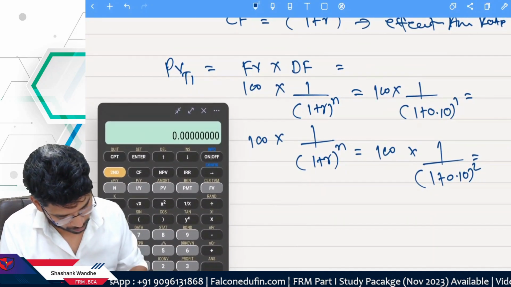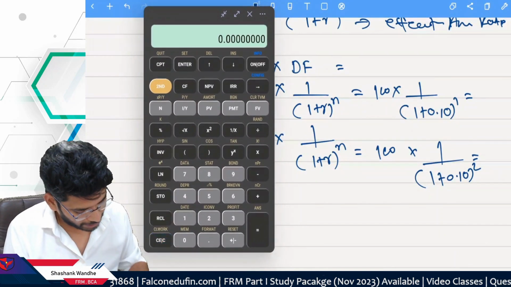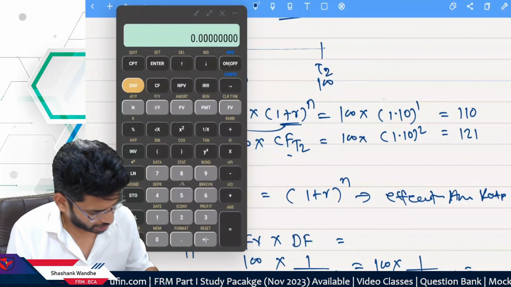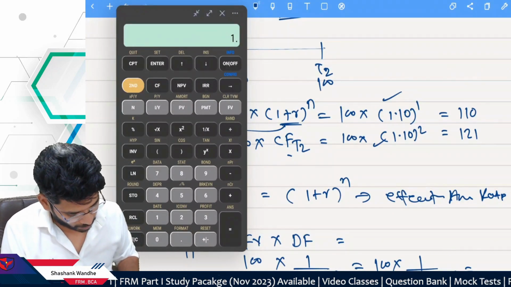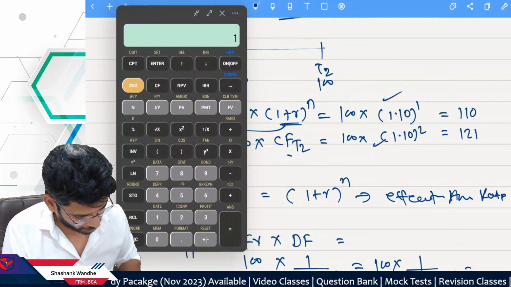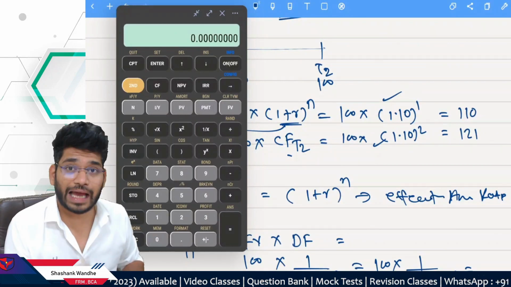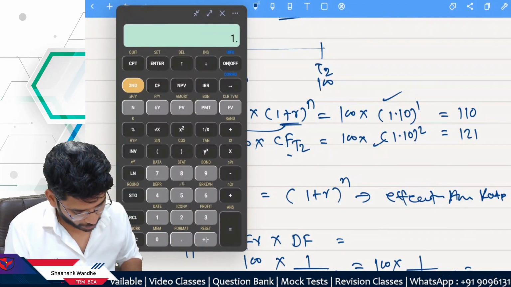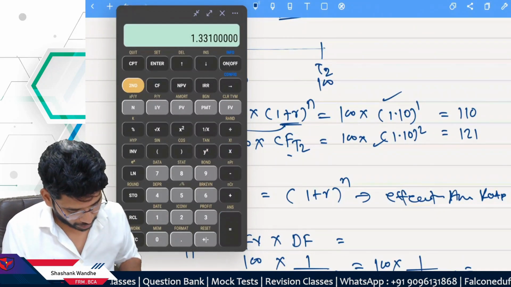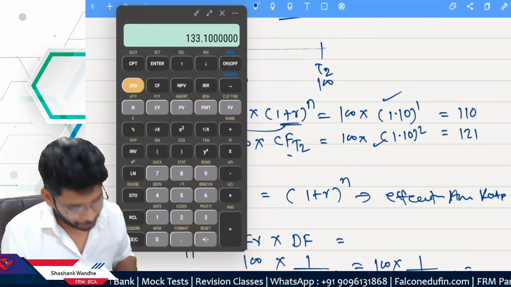So let's see how to do this in the calculator. You already know this, but just for revision purposes, I will show you how to do these calculations. Enter 1.10, you don't have to do anything else, multiplied by 100, and then for 1.10 squared, simply put the square, multiply by 100. If you have to do the calculation for 3 years, then 1.10, y to the power x, 3, is equal to 1.33 multiplied by 100, and 133.10 is your future value.